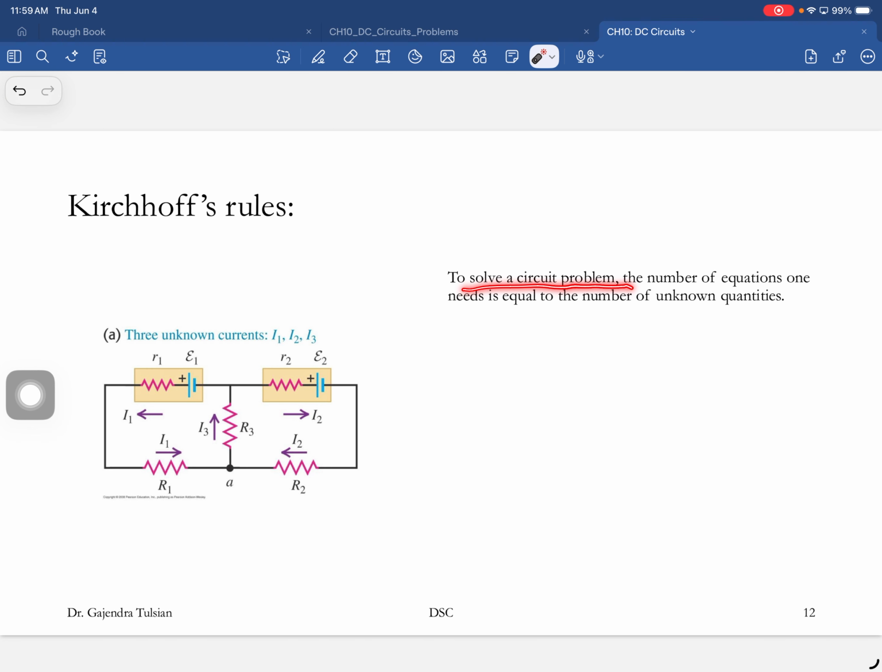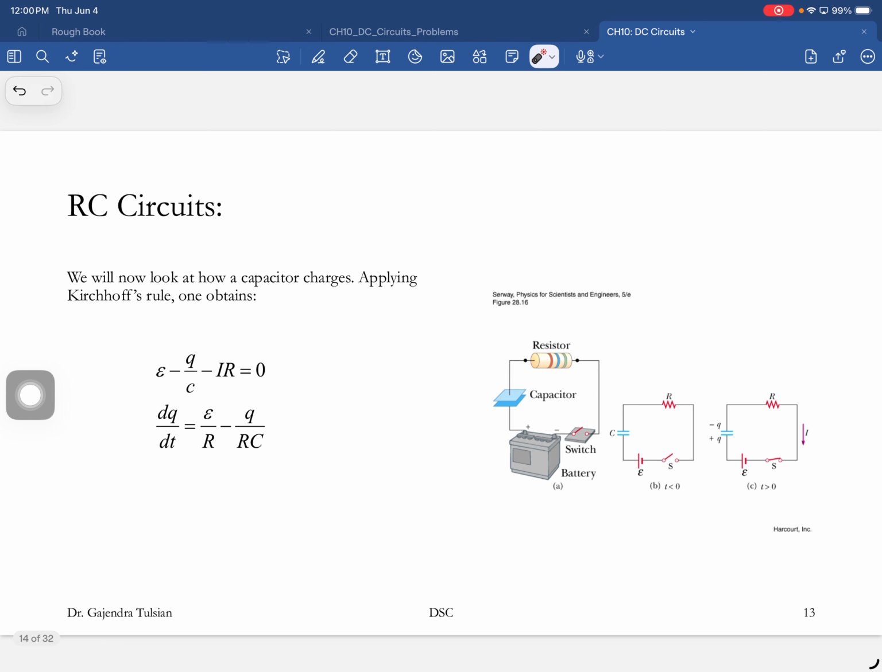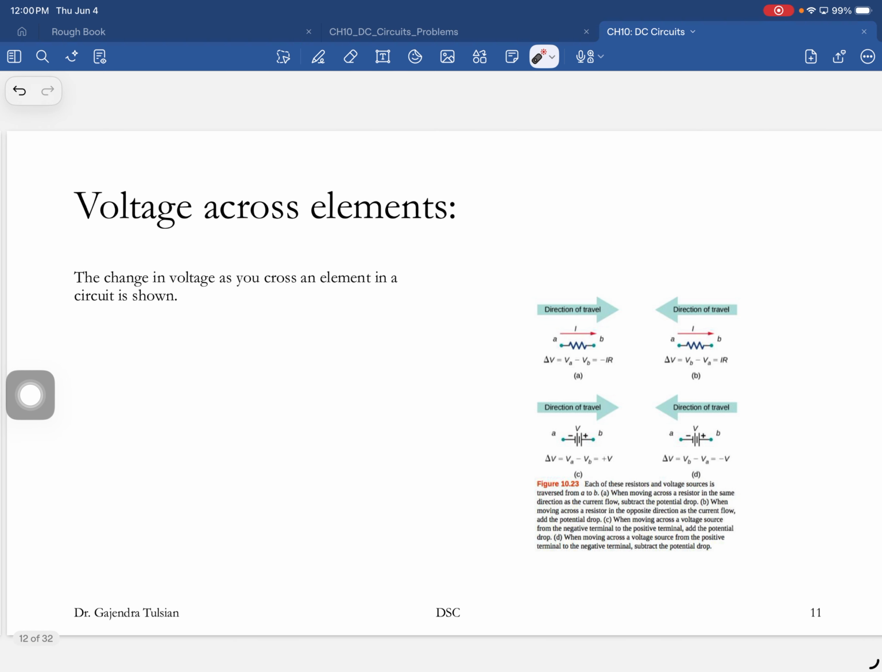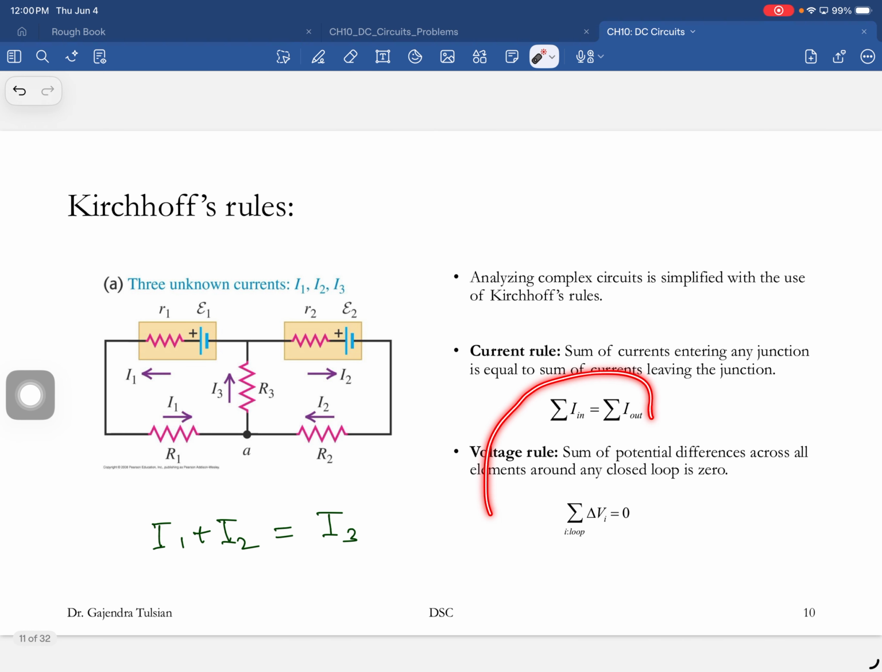Again, to solve a circuit problem, the number of equations one needs is equal to the number of unknown quantities. In this case, you have 3 unknowns, I1, I2, and I3. When we solve problems, you'll understand this better. So Kirchhoff's rules are the main concept of this chapter. Now let's use this to solve some problems, solve some circuits.